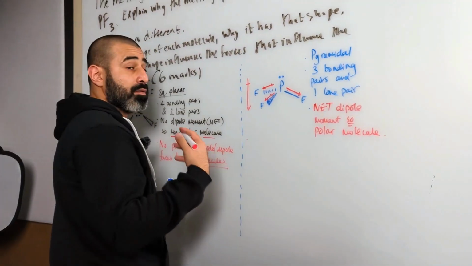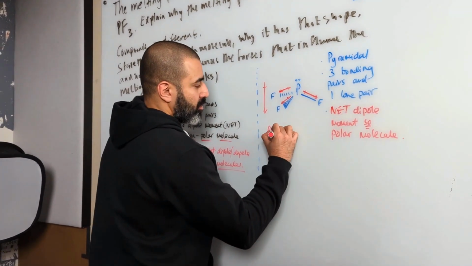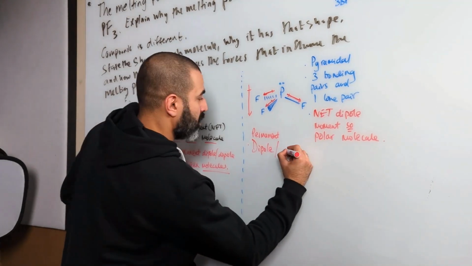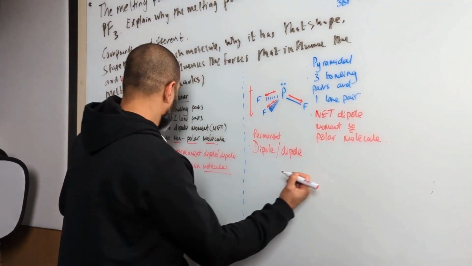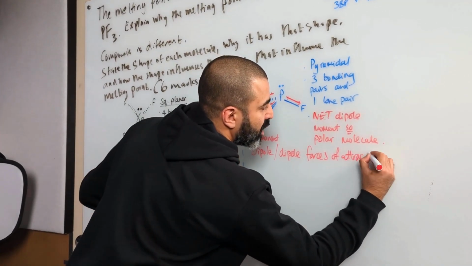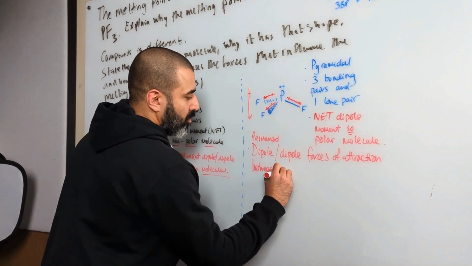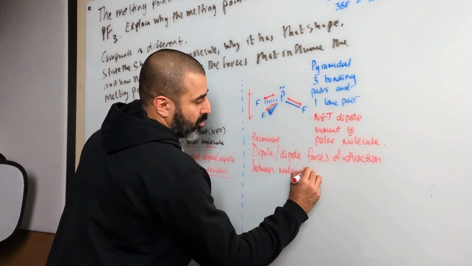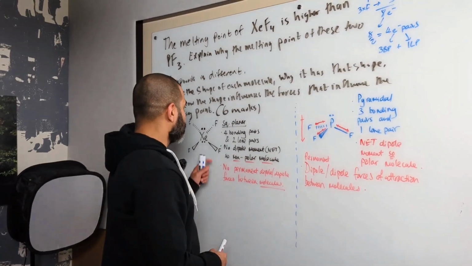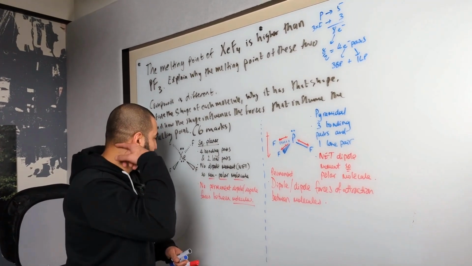So we have the permanent dipole forces of attraction between PF3 molecules. Now that actually doesn't answer the question as to why xenon tetrafluoride has a higher melting point than phosphorus trifluoride, so let's actually get to it.